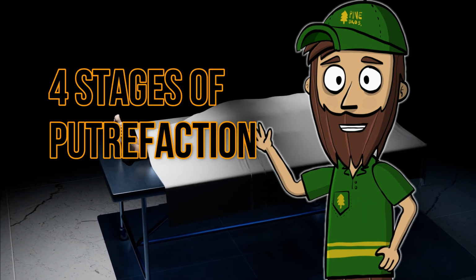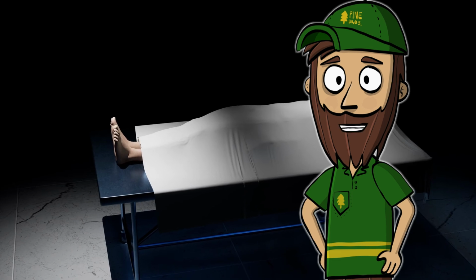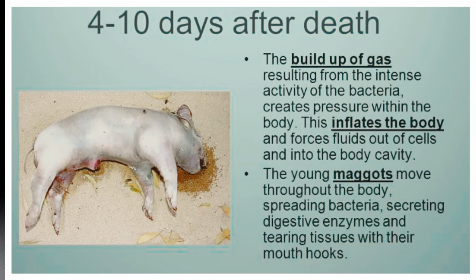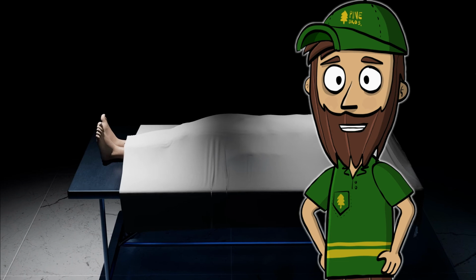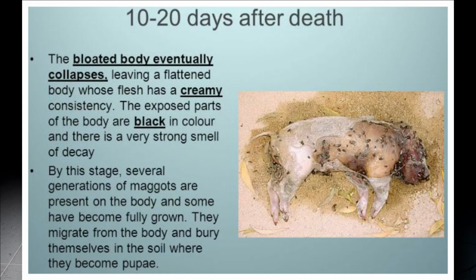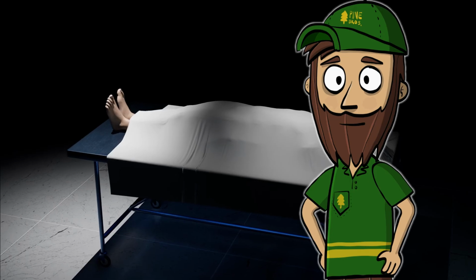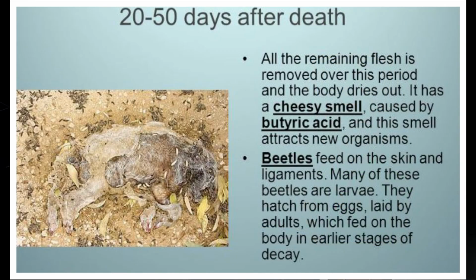There are 4 general stages of putrefaction. Putrefaction, which occurs 4-10 days after death: autolysis occurs and gases and discoloration start. Black putrefaction, which occurs 10-20 days after death: exposed skin turns black, bloating collapses and fluids are released from the body. Butyric fermentation, which occurs 20-50 days after death: the remaining flesh is removed. Butyric acid is formed, fermenting the remains, and the body begins to mold if in contact with the ground.